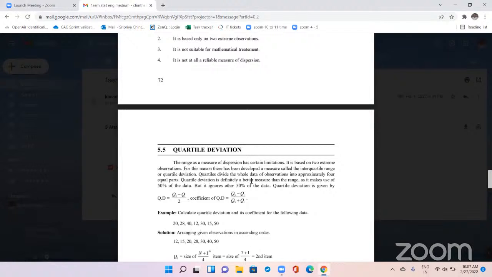The range as a measure of dispersion has certain limitations. It is based on two extreme observations. Range is nothing but maximum value minus minimum value.